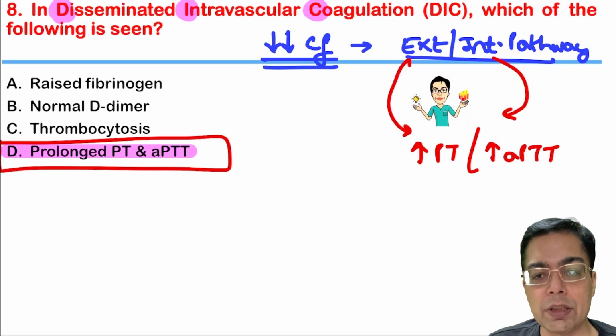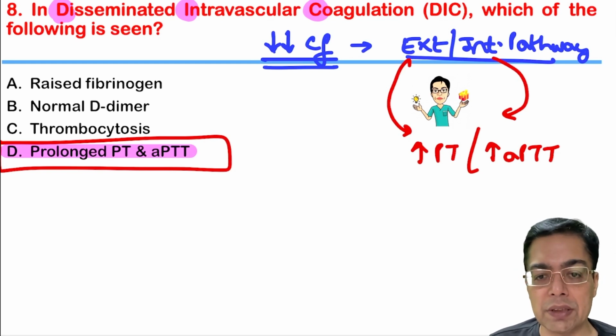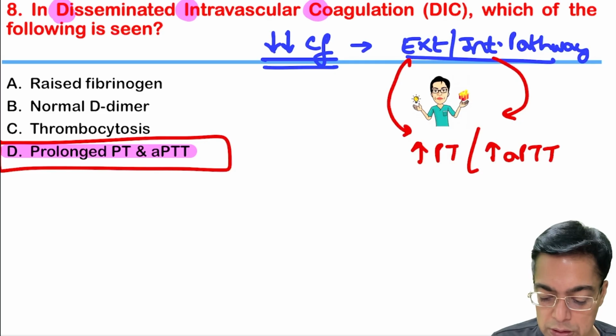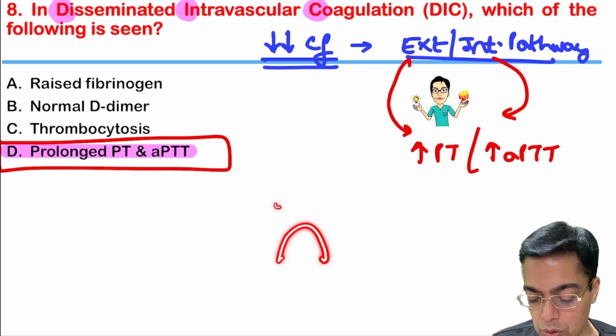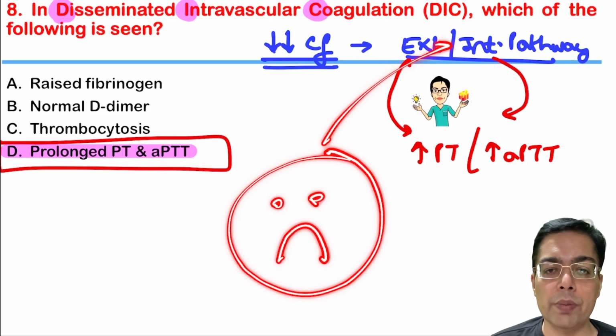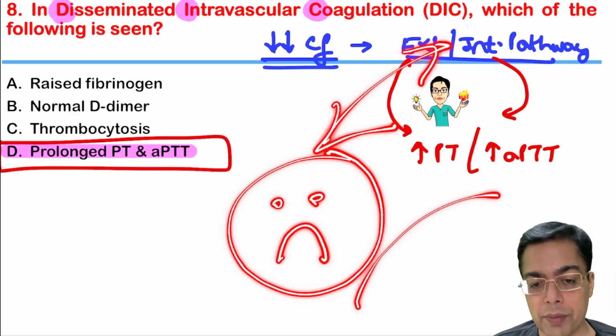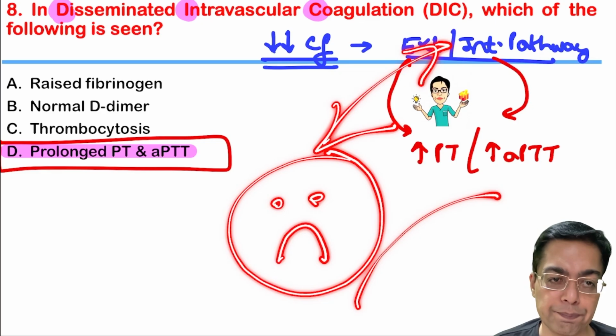Now, do you think a patient who is going to be having a deficiency of clotting factors, having a problem in both extrinsic and intrinsic pathways, is going to be having a good prognosis? The answer is absolutely no. This is an example of a condition in which the patient is going to be having a poor prognosis, and that's the sad part of the story. The patients are going to be having a high rate of mortality.